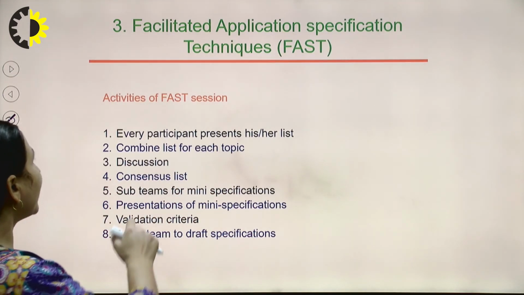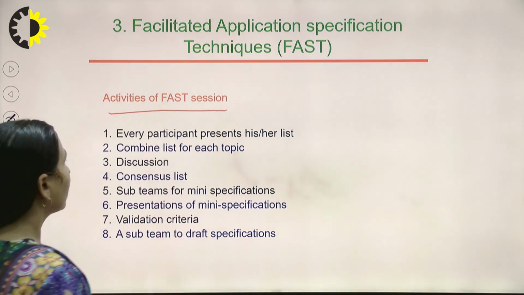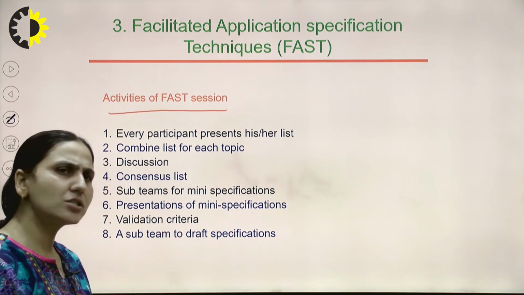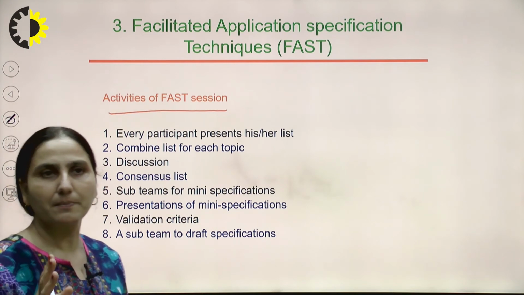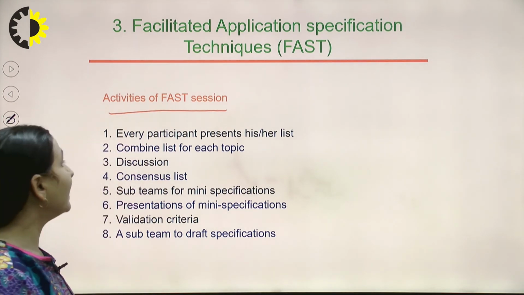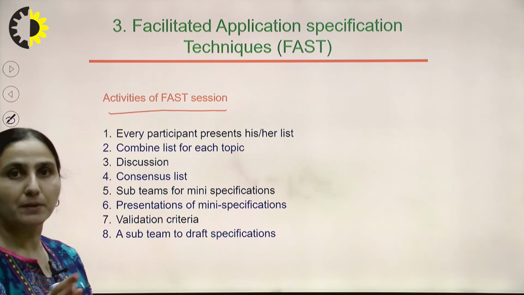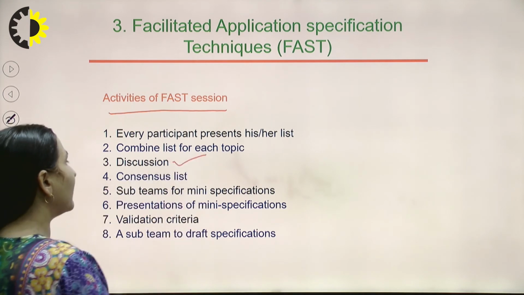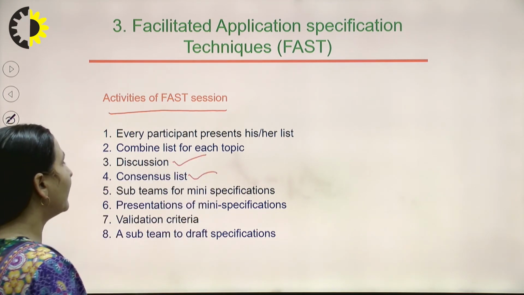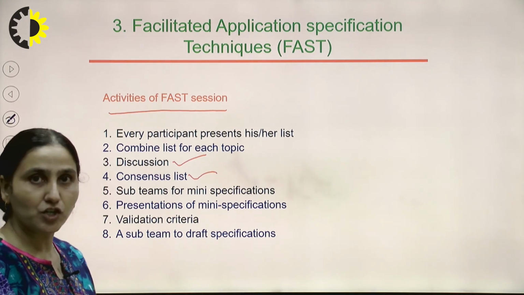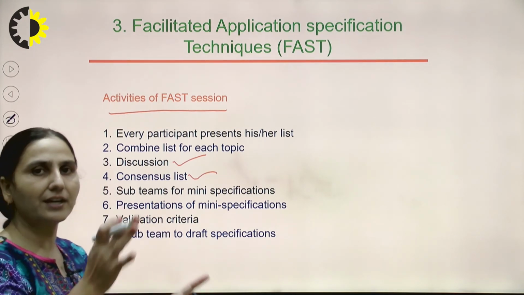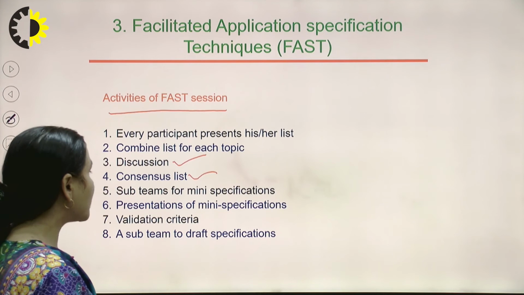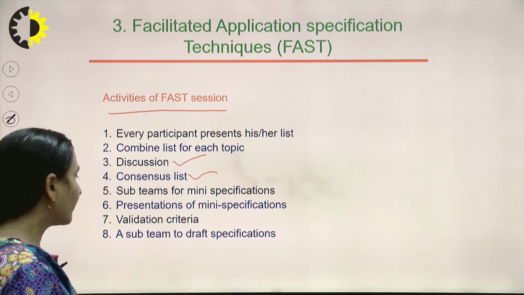Now, these are the different activities of this FAST session. What are they? First, every participant presents his or her list. As there are a number of people, they'll have a proper way with the help of which they can present their particular list. Then combine the lists for each particular topic. For each topic, we'll have different lists. They need to be properly combined. Then discussions need to be properly made. A consensus list needs to be generated. Then sub-teams for mini specifications. If we have mini specifications and are dealing with a big project, then there can be sub-teams involved for that. Then presentations of mini specifications, and validation criteria we need to check.